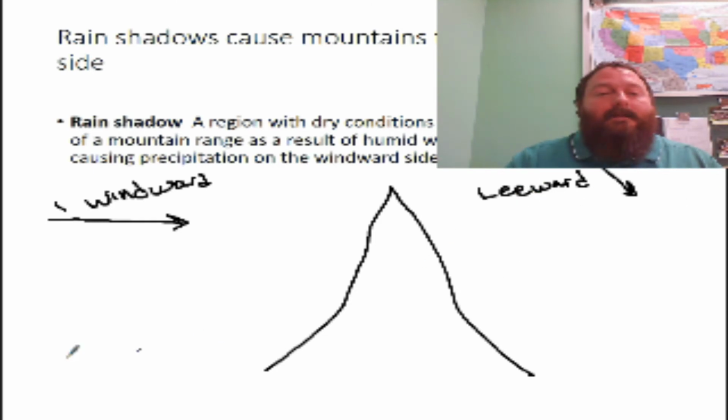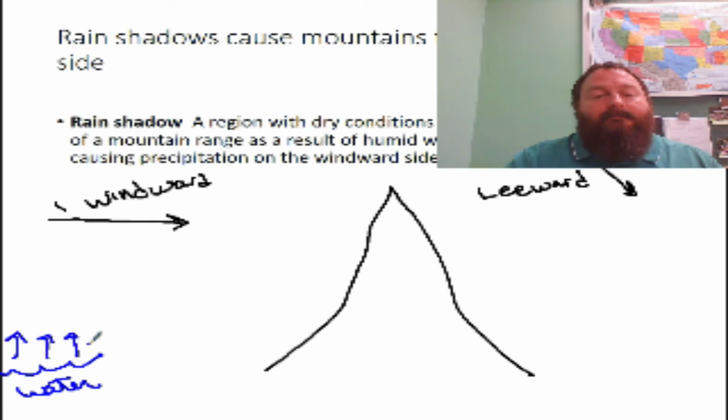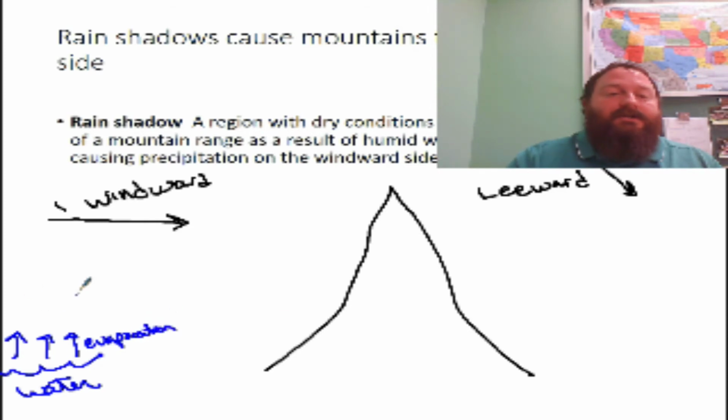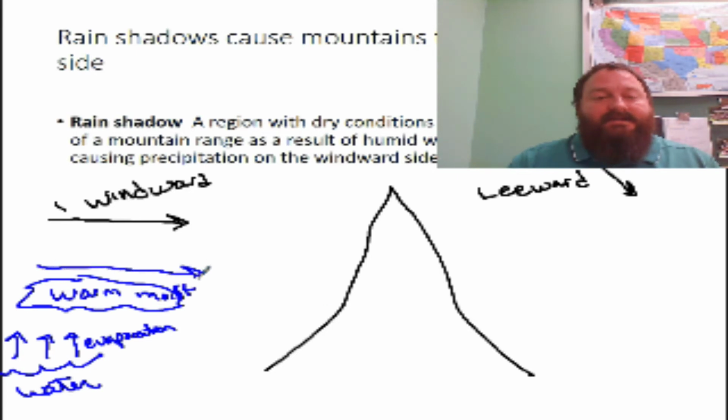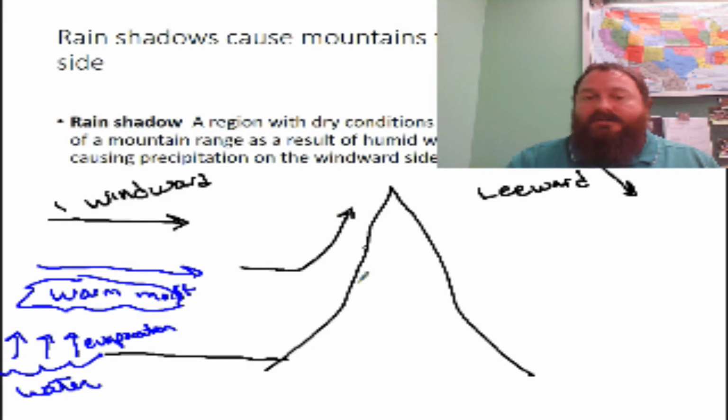So we said we need a body of water, ocean, sea, something like that. That water is going to be evaporating and going up into the sky. All right, that evaporation creates warm, moist air. That warm, moist air gets pushed inward from those winds. As that warm, moist air gets pushed inland, it starts traveling up the mountain. So as the air hits the mountain, it deflects upwards and moves up.